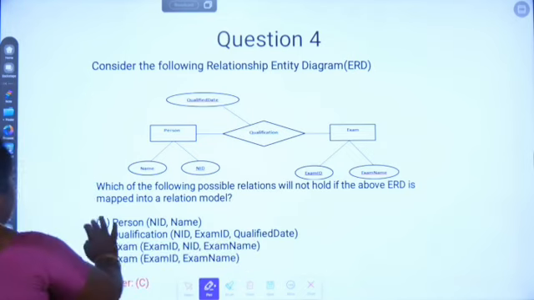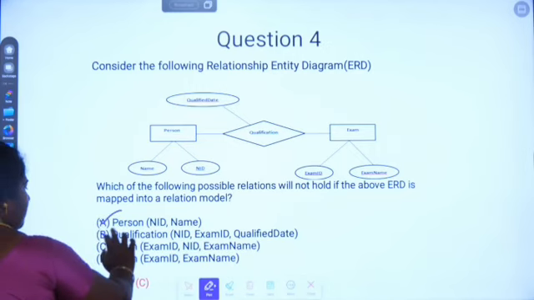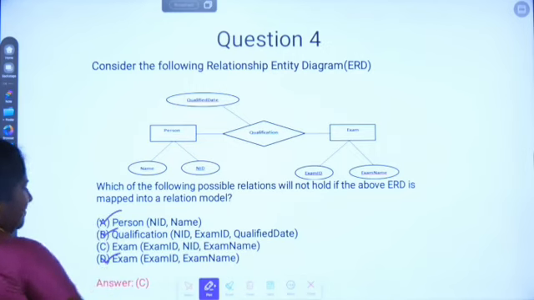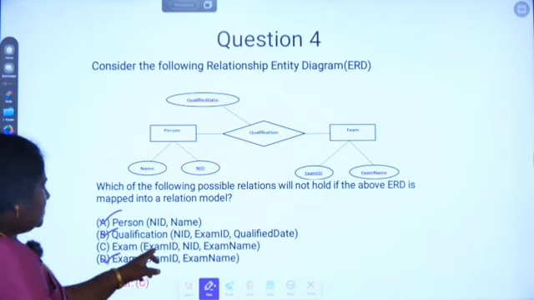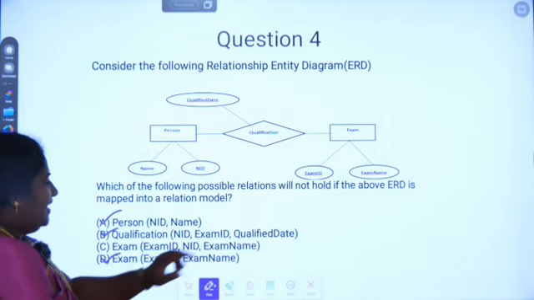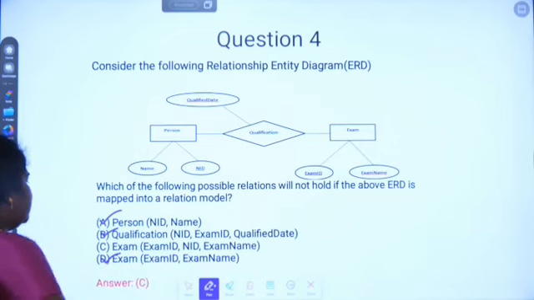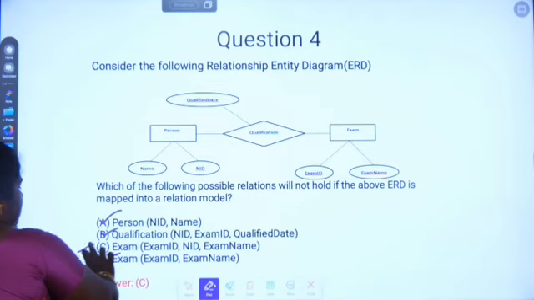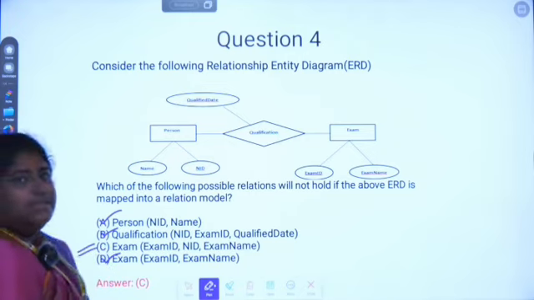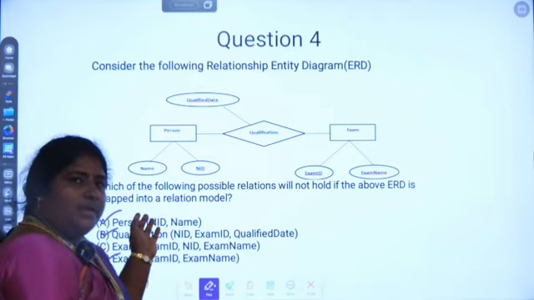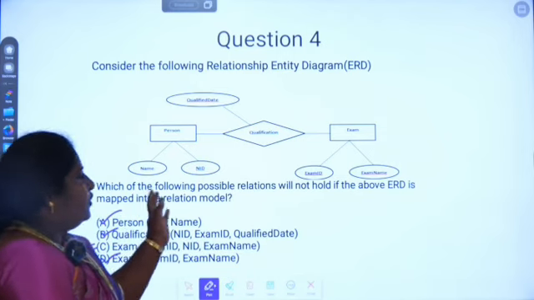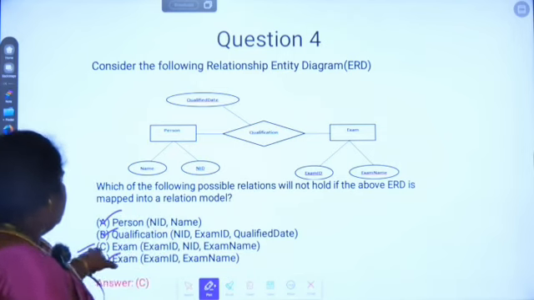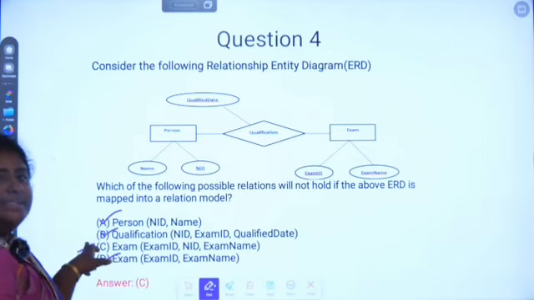So the table for A, the table for B and the table for D will be created. Now the one out of scope is exam, which consists of exam ID, NID and exam name. So this will not come, so this is going to be the right answer. In this question they have told that we need to identify the wrong relationship. So here the wrong relationship is option C.